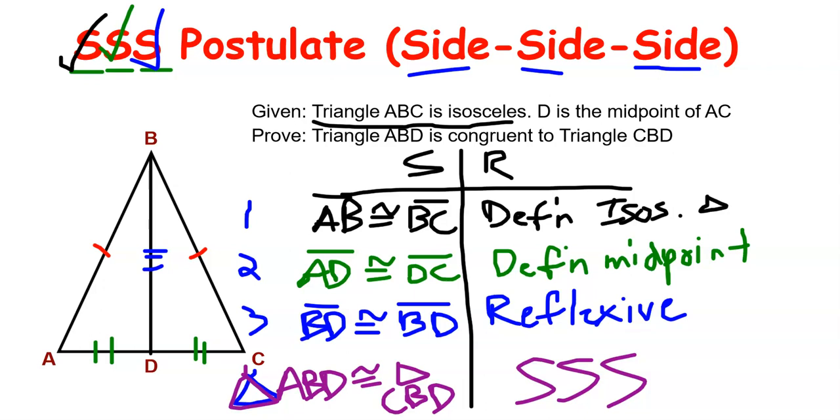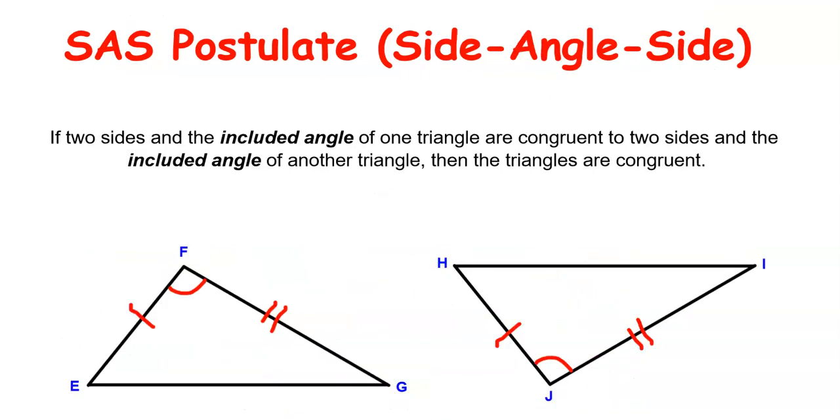We have to have a step for each of those that says, in this case, one, two, three sets of sides are congruent, and therefore the two triangles are congruent. Now, the next way that we can prove two triangles are congruent, because we may not always know that three sets of sides are congruent, is something we call side angle side, or SAS.